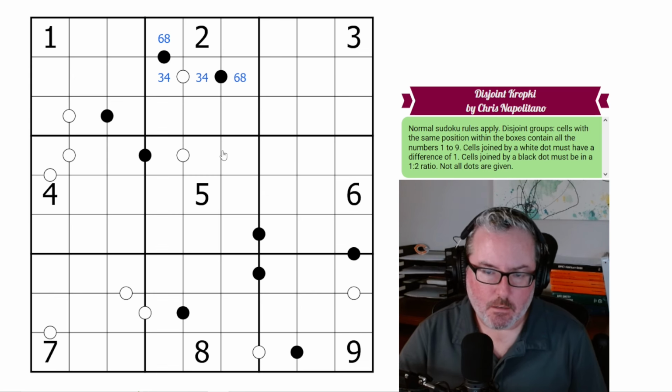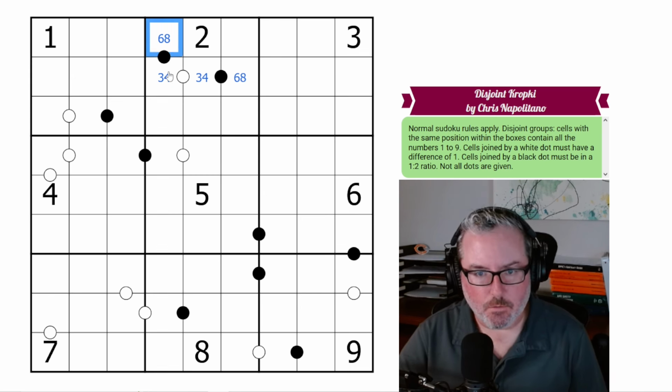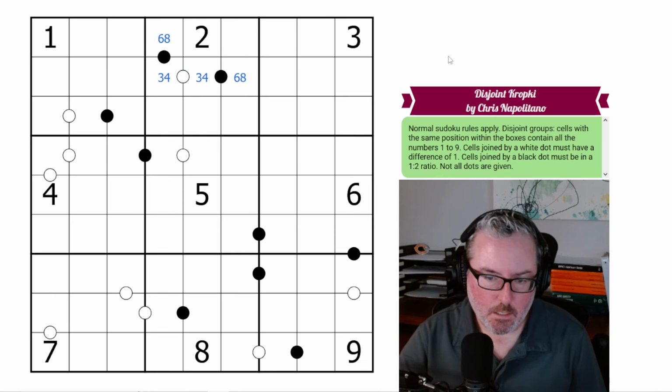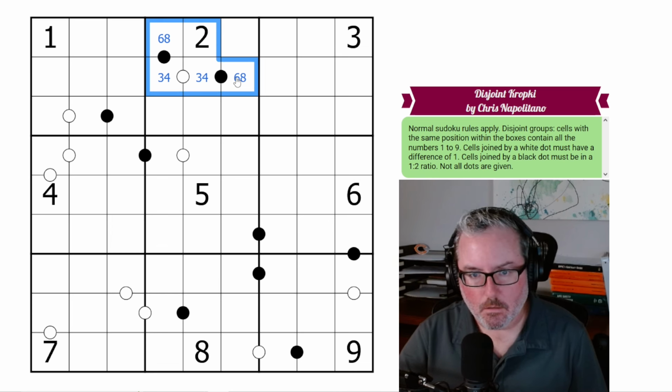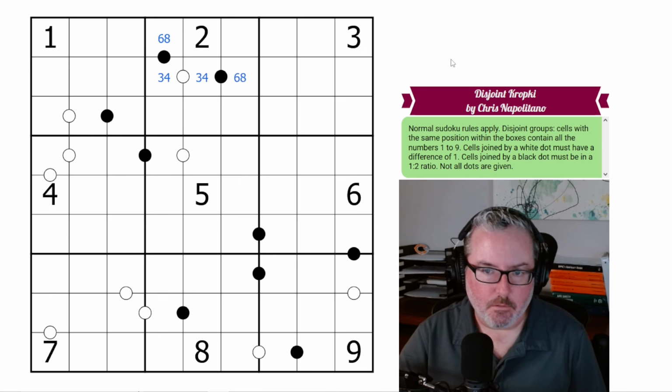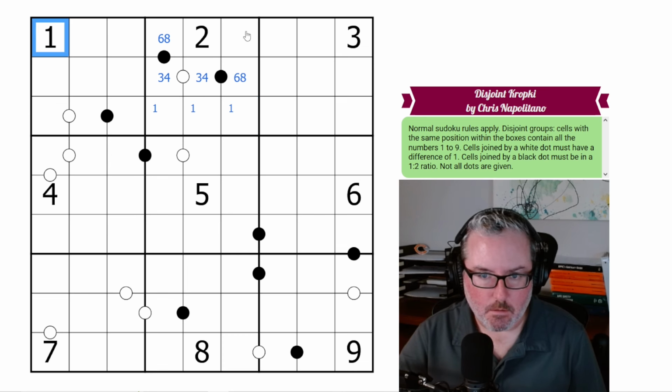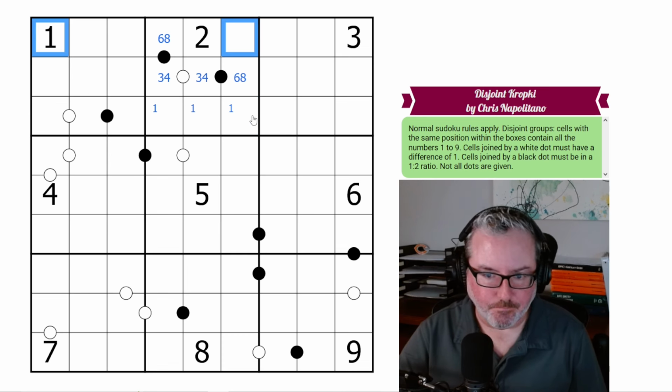Now, we can't quite say which order they go in, because one of them is going to be 3-6, one of them is going to be 4-8. The 3 and the 4 are the ones that touch here, and these two will just come along for the ride. But knowing what these digits are, we start to limit what can actually go in the remainder of the boxes, but not by a huge amount. We know there has to be a 1 down here, because the 1 sees into it.